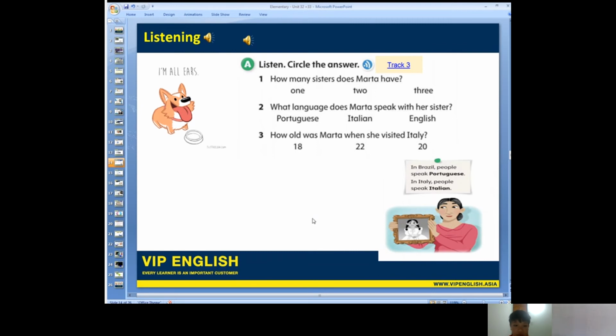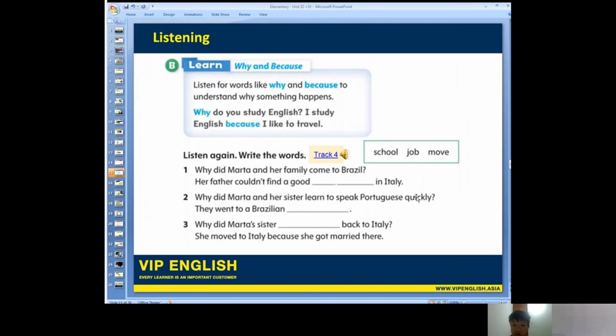Now let's do another exercise here. Okay, the track here is the same track that we listened to. This is also about Martha. But here we will learn how to use why and because.